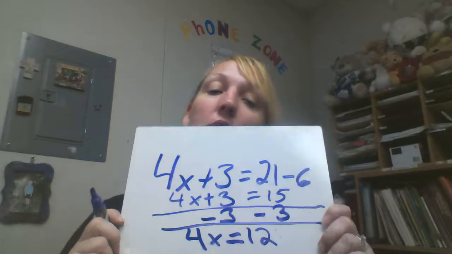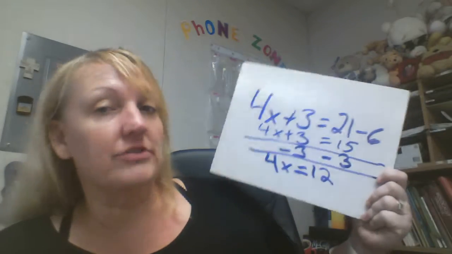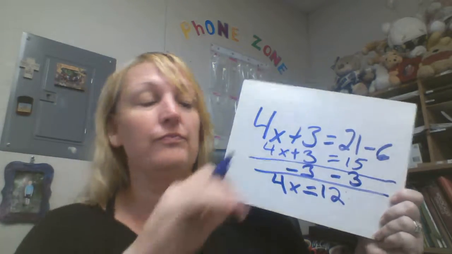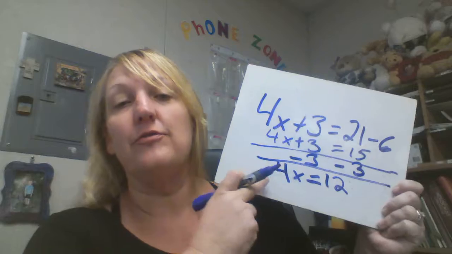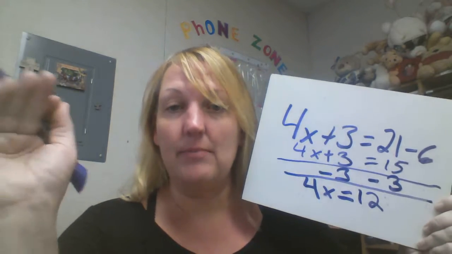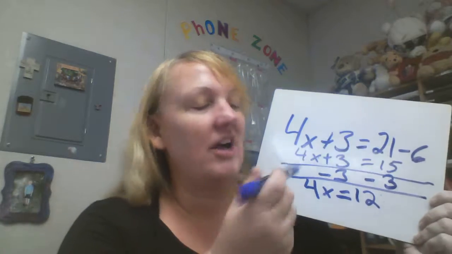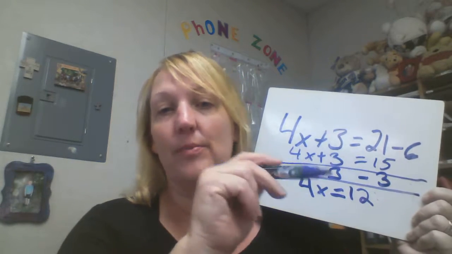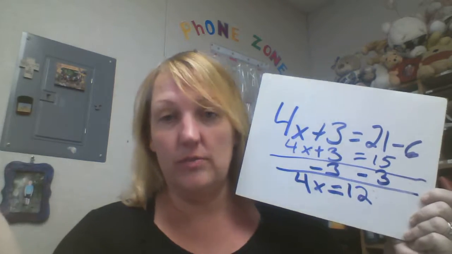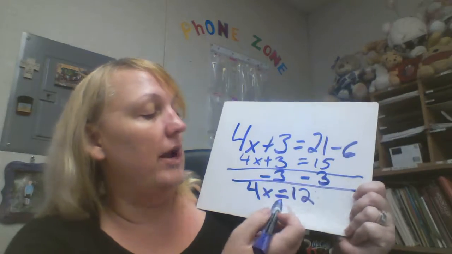Okay, so now we still have a 4 stuck to that x. X has to be completely by itself. Okay, so in order to get rid of the 4, 4x means 4 times x. It's that multiplication. You're not going to see that raised dot that much. You're going to see more parentheses or just next to each other. Anything right next to each other, you're going to multiply. Okay, so 4x equals 12.